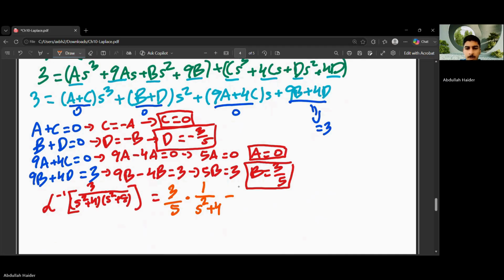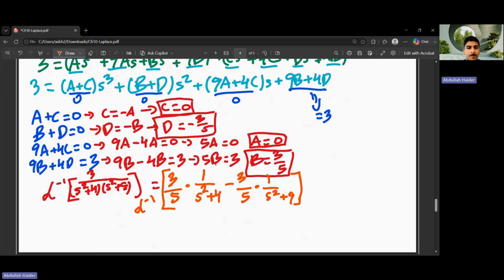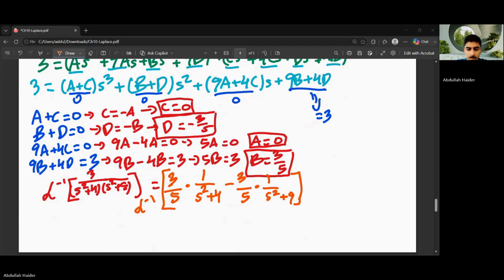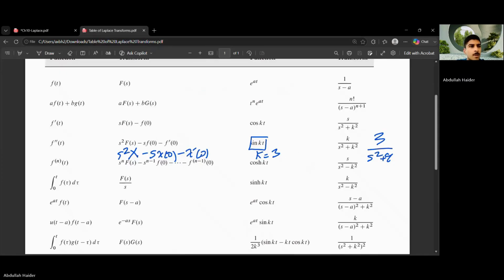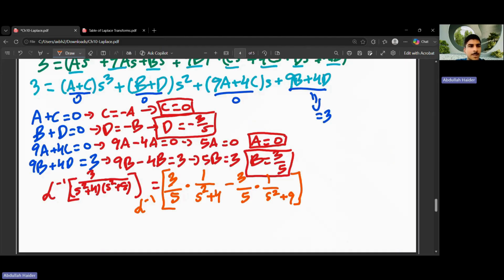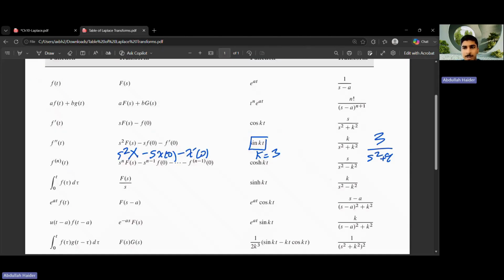Minus 3 over 5 multiplied by 1 over s squared plus 9. And here, basically, we're finding the Laplace inverse of this bracket. If you open the table of Laplace transforms, we're looking for 1 over s squared plus 4, 1 over some s squared something.